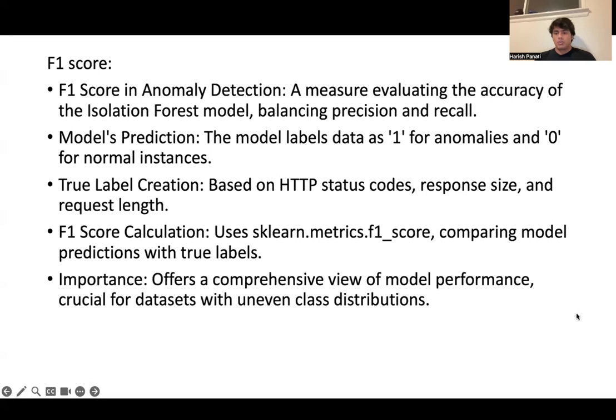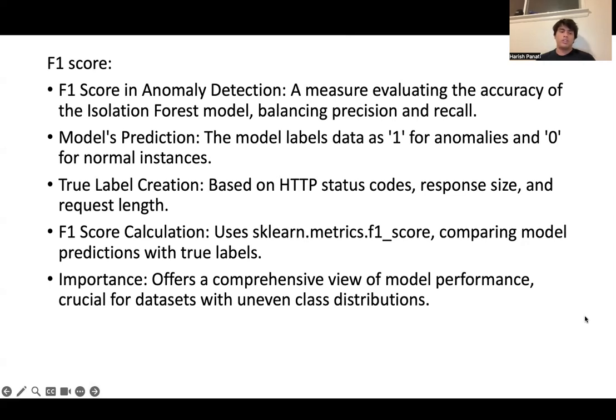So to look at our isolation forest's performance, we use a metric called F1 score. The F1 score in anomaly detection is a measure evaluating the accuracy of the isolation forest model, balancing precision and recall. So, model prediction: the model labels data as 1 for anomalies and 0 for normal instances. So 1 is the anomalies, where you flag all the GET requests that have a response size of over 400 or 500, or in our case, 300. So how is it done?